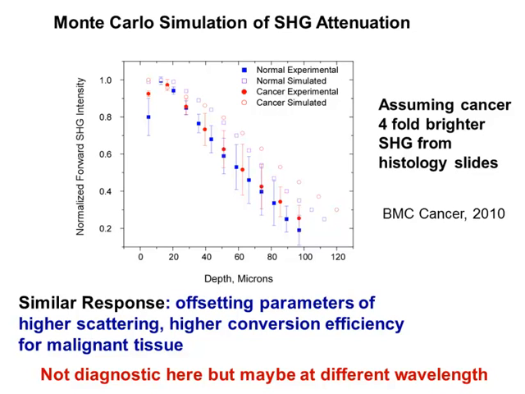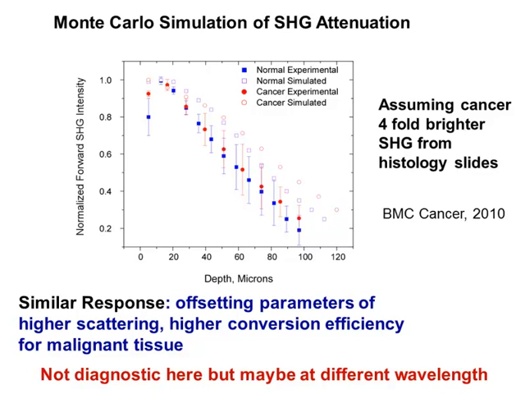So what happened here is we had a direct offsetting response. The cancer is more scattering, so its attenuation should have decayed faster than the normal. But it was 4 times brighter to start off with. So that swings it back the other way, and so it ended up being a wash.